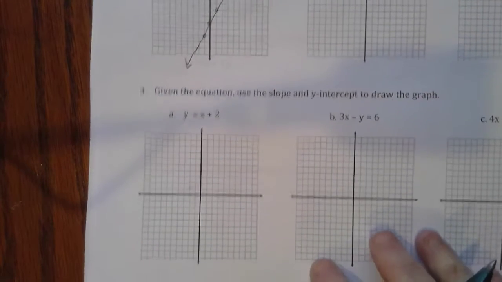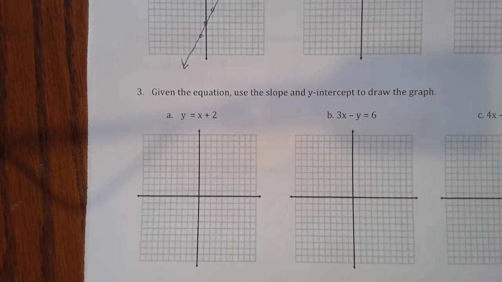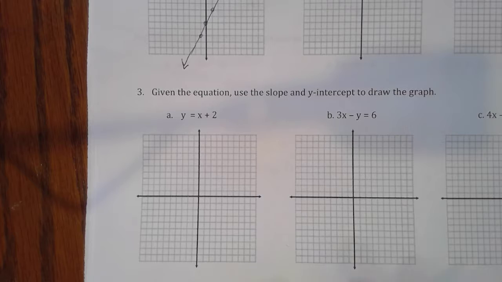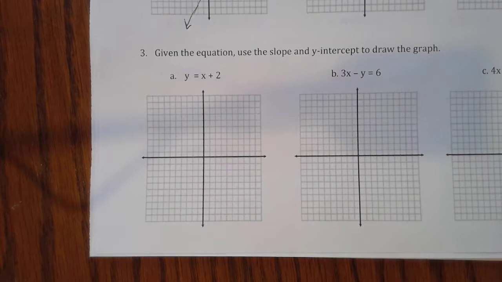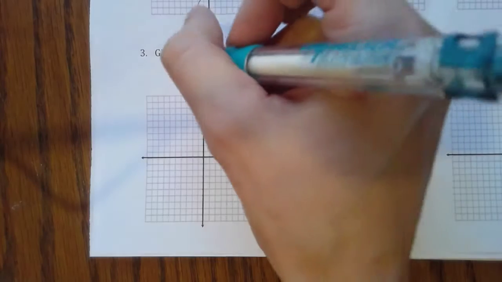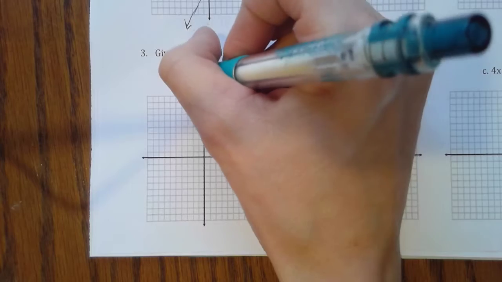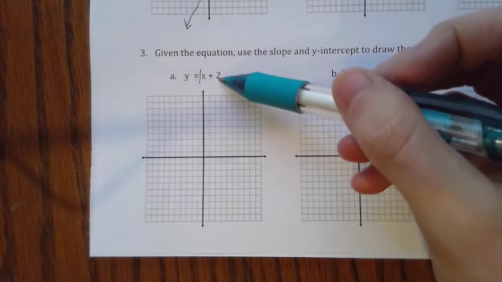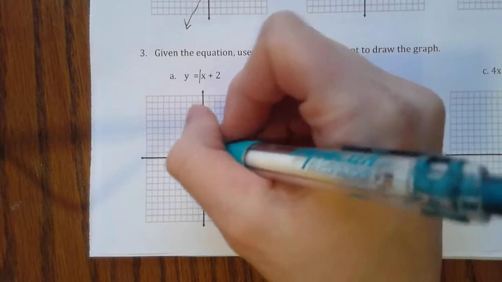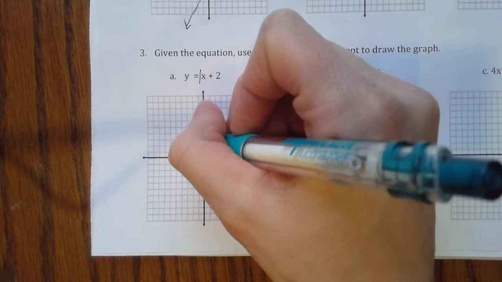Number 3a, given the equation, use the slope and y-intercept to draw the graph. So A is already in slope-intercept form. The y is already solved for. So we can see both my slope and my y-intercept. Of course, the imaginary number in front of x is 1. So that'll be my slope. And then 2 will be my y-intercept. So all I have to do is go to the 2 on my y. 2 is my y-intercept, positive 2.